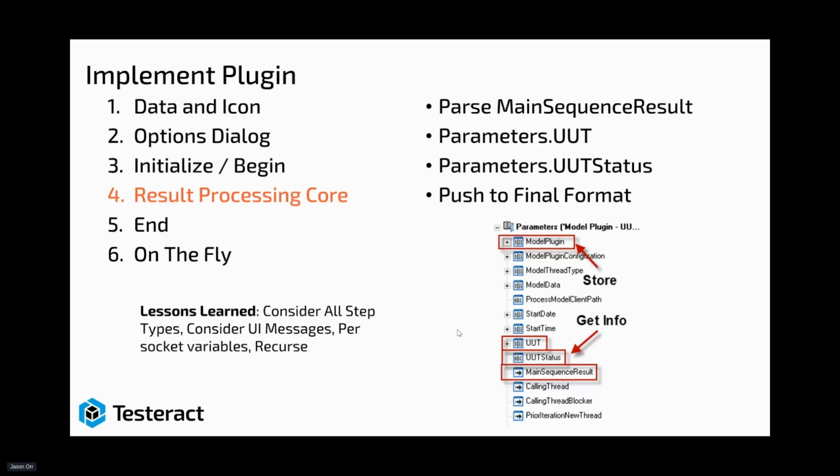You also want to consider UI messages, and then again, make sure you use your per socket variables. And it's always handy to have a library or something that will be able to recurse through your result list as well, because it can be tricky to grab the results that you're looking for out of that tree, because you have multiple nested results that depend on where your results get pushed into the tree during your execution.